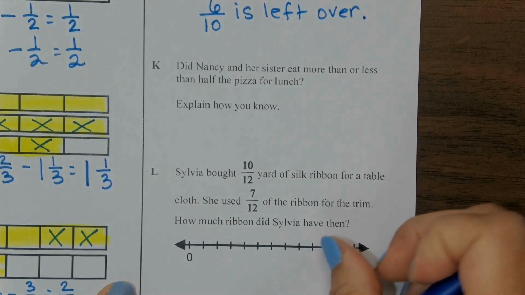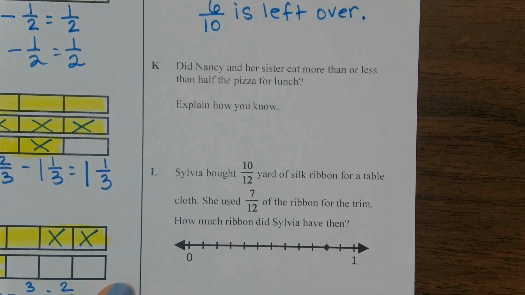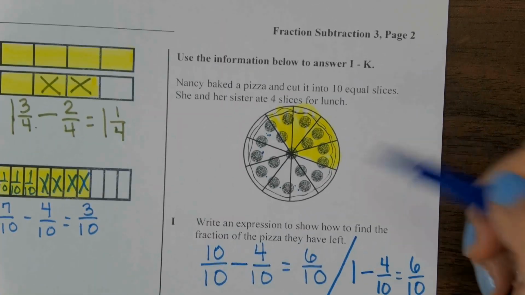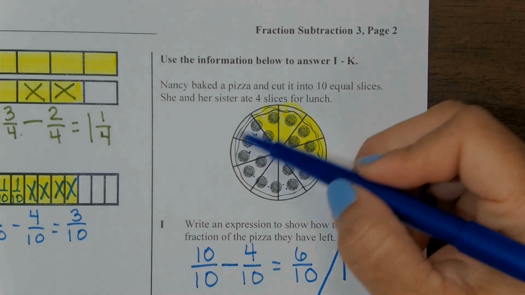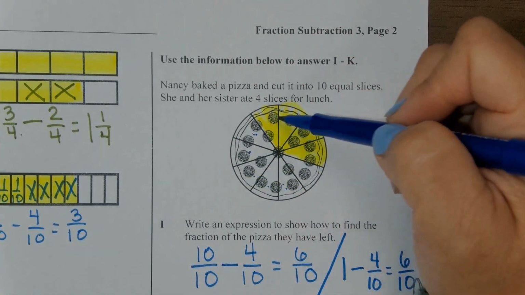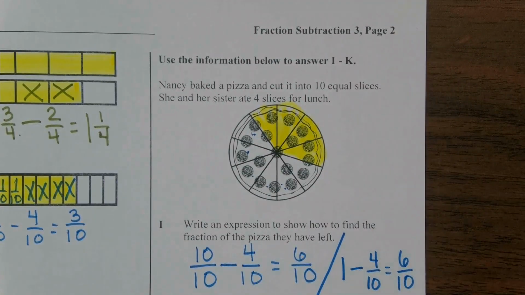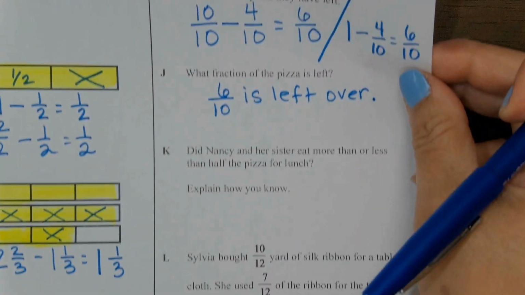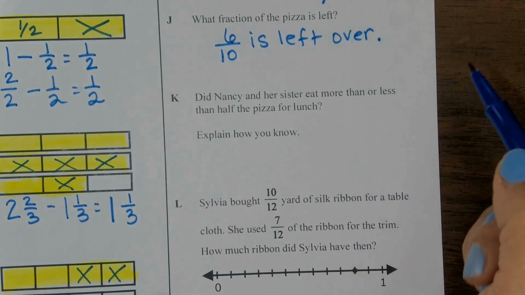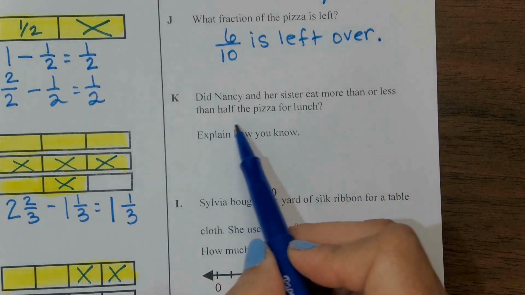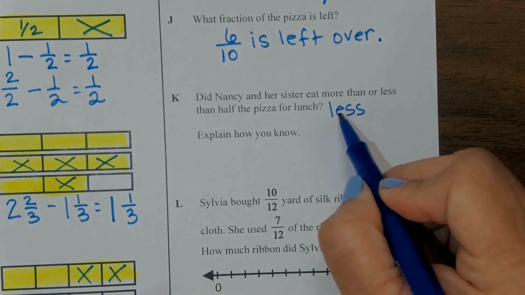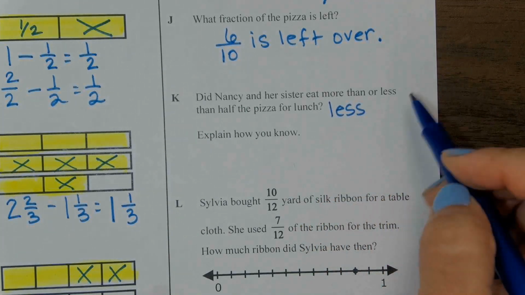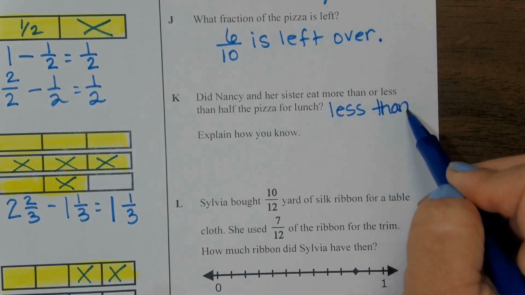The question is, did Nancy and her sister eat more than or less than half the pizza for lunch? So look at the pizza. What is half of 10? Because remember, 10 is your whole. Well, half of 10 is 5. And they only ate 4 slices. So did they eat more than or less than half the pizza for lunch? So they ate less than half.